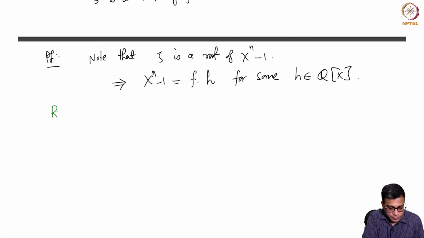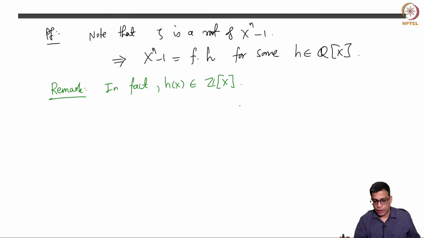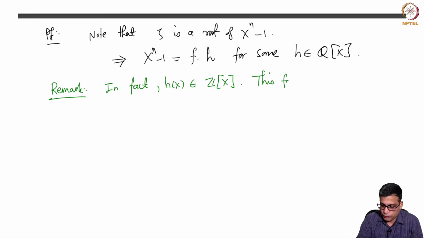But now I want to make the following remark, that in fact h of x is in Z[x]. Because f and x power n minus 1 are integer polynomials, if f divides x power n minus 1 in Q[x], it divides x power n minus 1 in Z[x] itself. So this is a consequence of Gauss lemma.